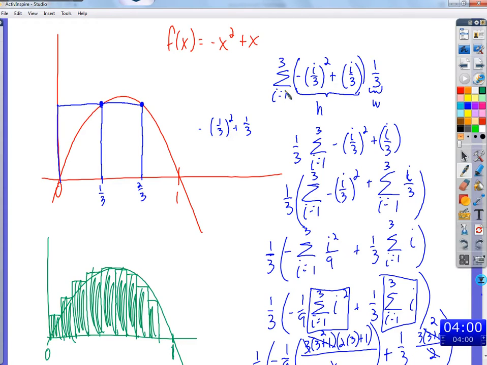Okay, so let's say that we're using 10 rectangles. What's going to change about this? All the threes? N, this will be 10. The width will change. This will be 10 because each of them are going to be 1/10 wide. Okay? Well, let's try and make a process by which we could apply this to any function. Not just this function, but any function.